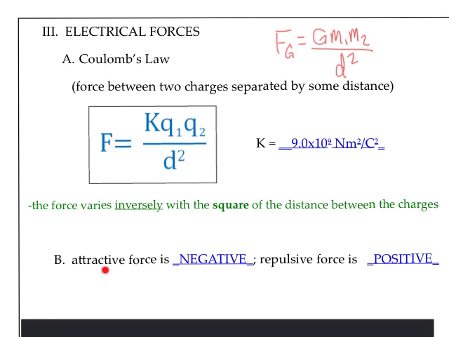We are going to have an attractive force if that value, once we calculate it, turns out to be a negative number, because we're multiplying a positive number times a negative number. This would indicate opposite charges, and remember, opposite charges attract. A repulsive force is going to be a positive number, and we can get that result by multiplying two positive charges together, or two negative charges together. If I multiply two positive numbers or two negative numbers, I'm still going to get a positive answer, and that would also indicate a repulsive force because we would have two like charges.